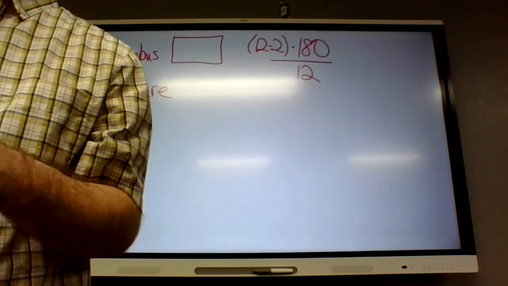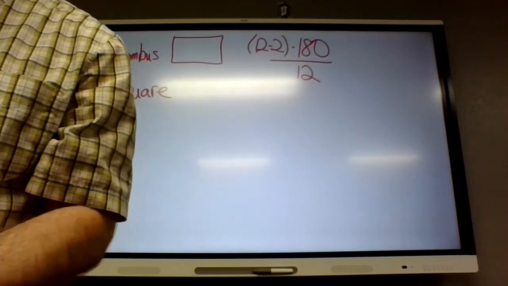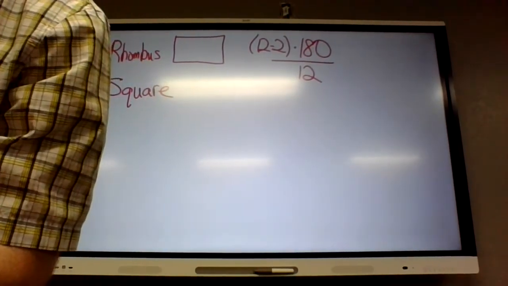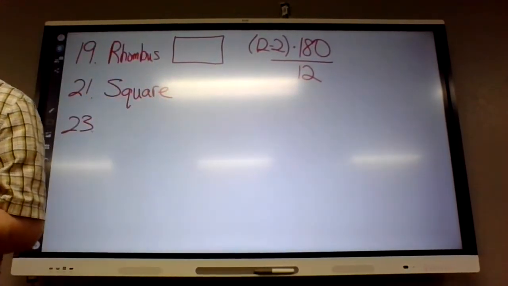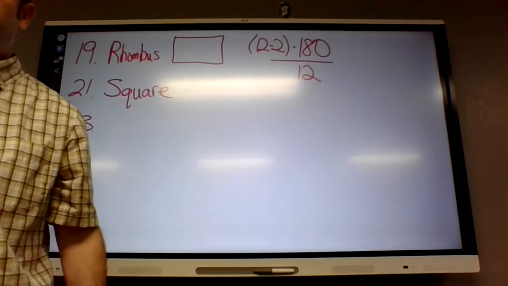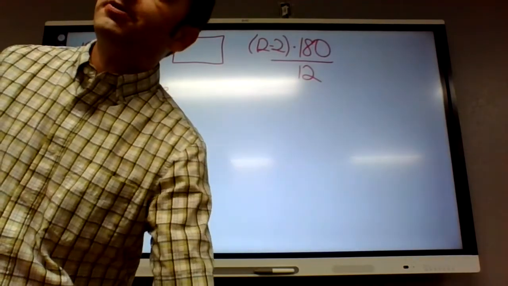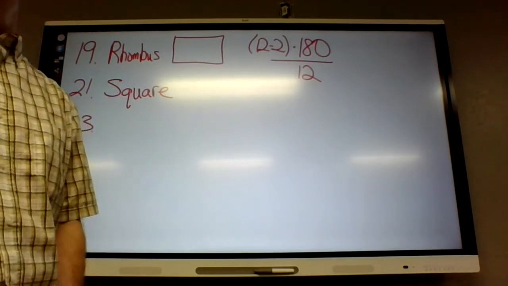AB and DC might actually be parallel, maybe. Actually, they're not. Looks like none of them are parallel. Perfect. Well, we're supposed to use the slope formula though. So we'll just do AB and CD.